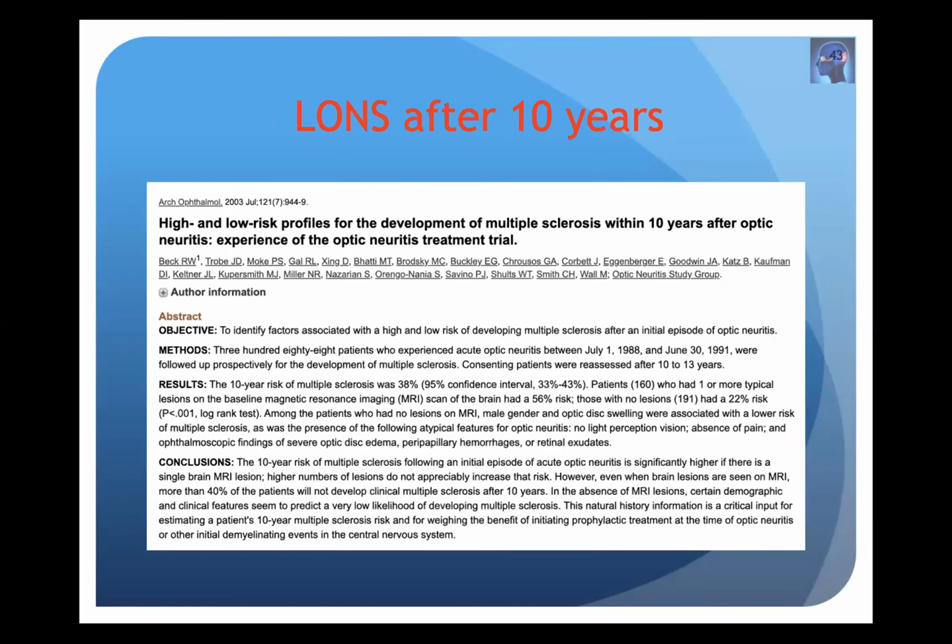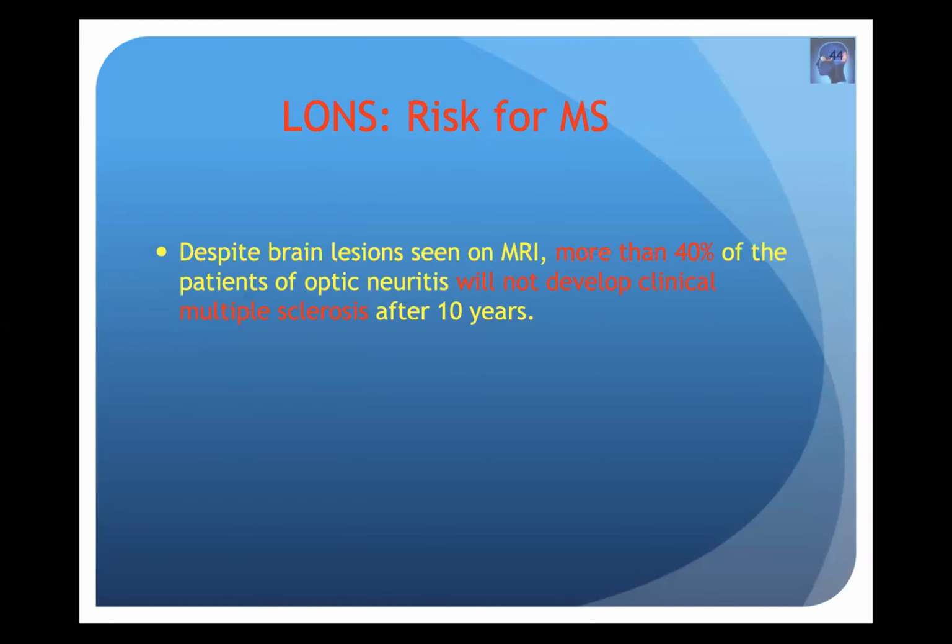This is another study published in Archives of Ophthalmology regarding high and low risk factors for developing multiple sclerosis 10 years after optic neuritis. According to this study, they found that despite brain lesions seen on MRI, more than 40% of the patients of optic neuritis will not develop clinical multiple sclerosis after 10 years. So half of the patients with white matter lesion following optic neuritis will develop MS, half will not develop MS.